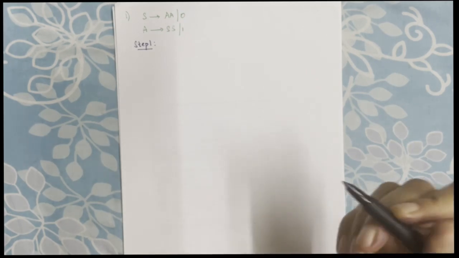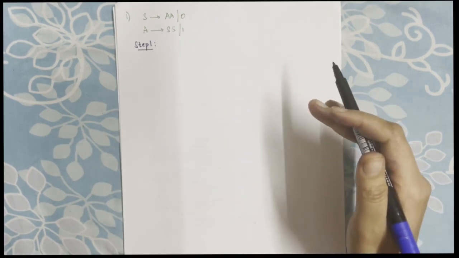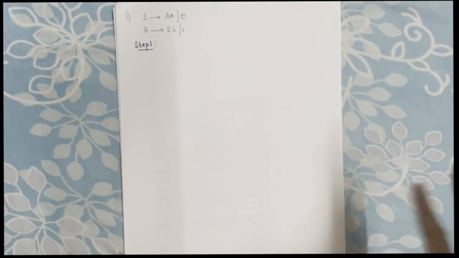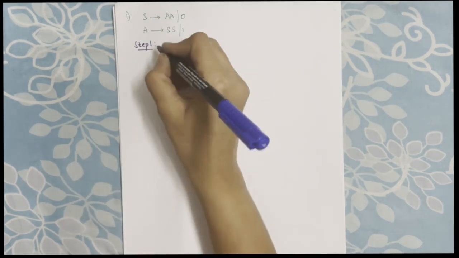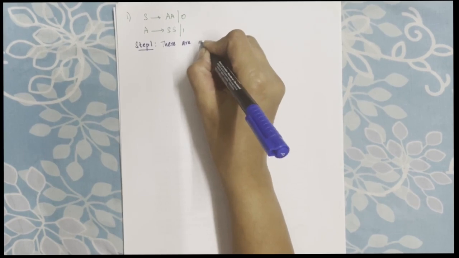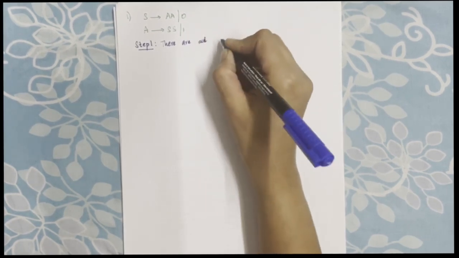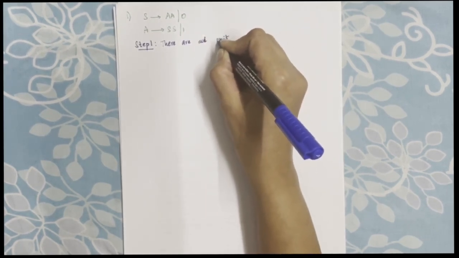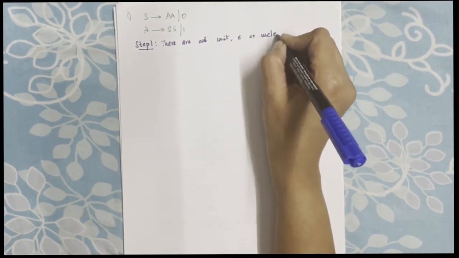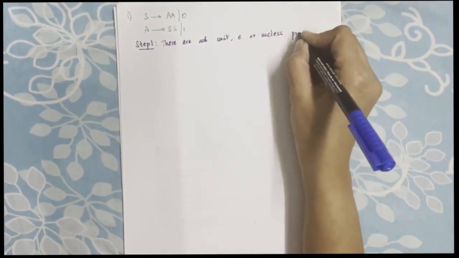The next is epsilon. We can see that there is no epsilon production here, and there is no unit production also. Unit production means a non-terminal gives a non-terminal. So we write that there are no unit, epsilon or useless productions.